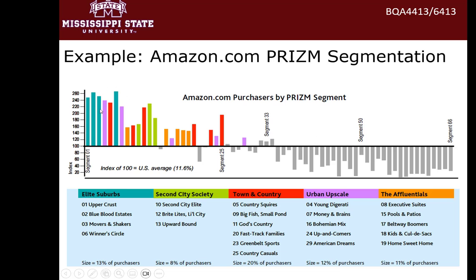And then we look at the segments, and you can see this segment down here, segment 6, only orders on Amazon.com about 20% of the average for the US. While these segments up here, these are high value segments for Amazon, they have around double the average purchase from Amazon. So we're looking at these blue segments, these elite segments here, the upper crust, the blue blood estates, and this is very much a summary diagram, but maybe we have this young digerati. I don't know if I can pronounce that properly, but this segment again would buy a lot more than average at Amazon.com.